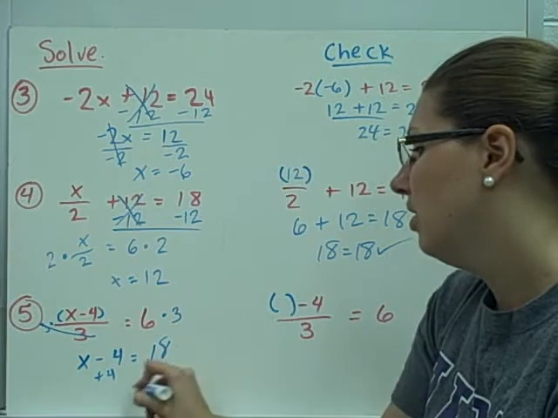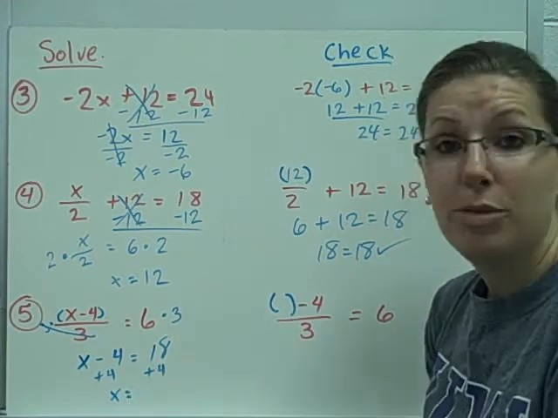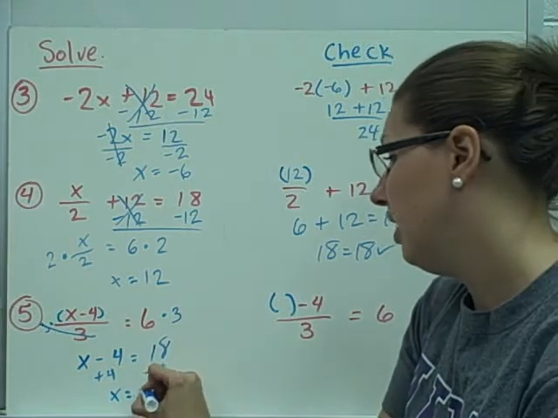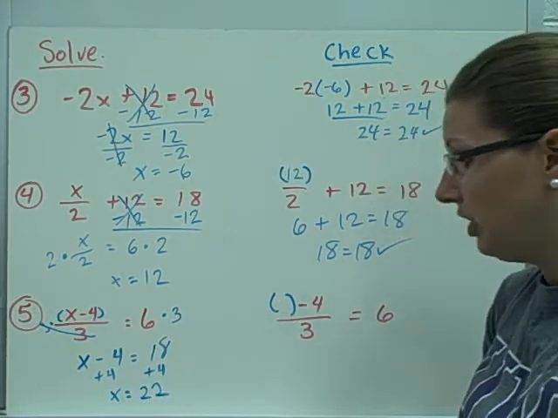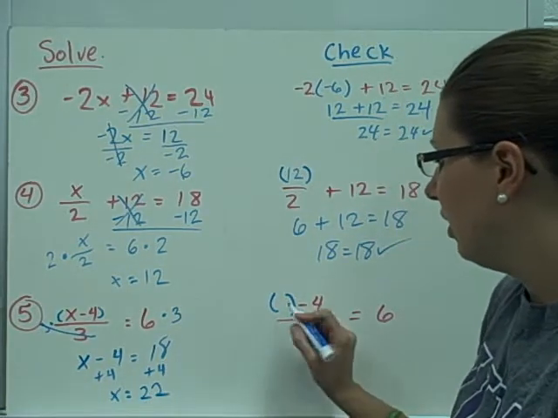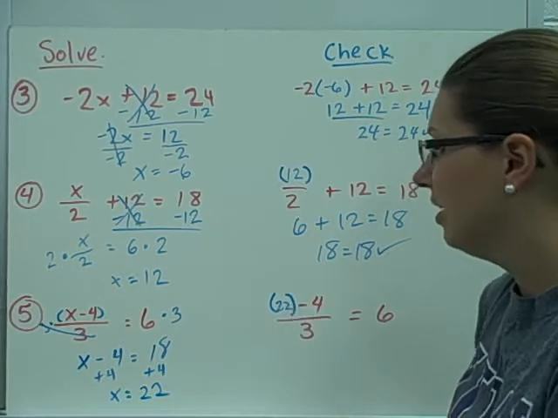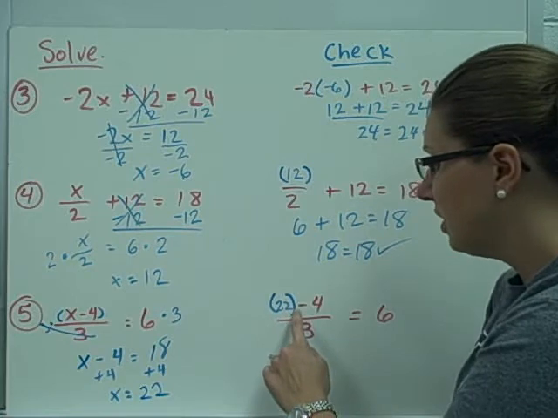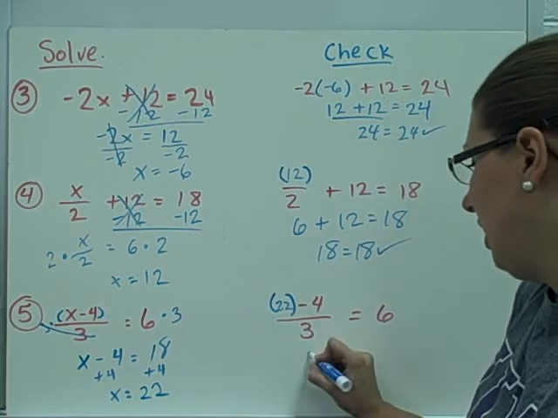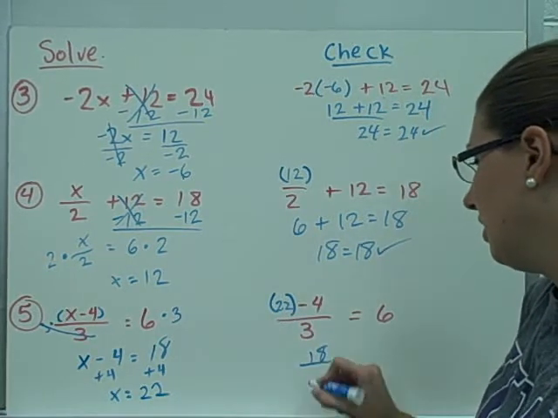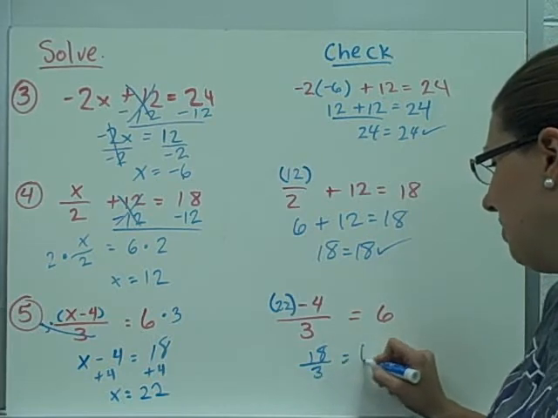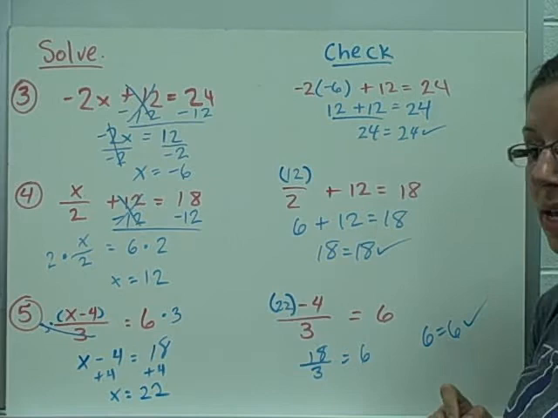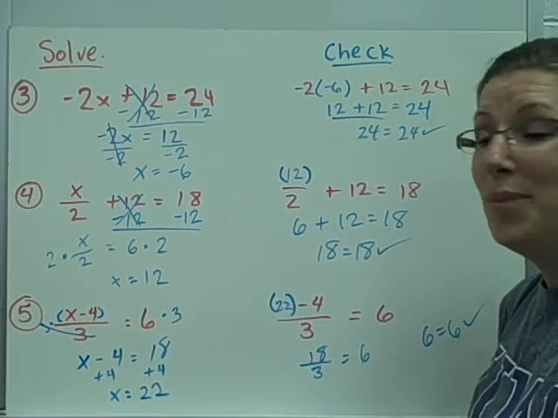And now I undo the subtraction to get x by itself. 18 plus 4 is 22. So that's what goes inside these parentheses here when I go to check my work. 22 take away 4. That's going to be 18. 18 divided by 3, well, that's 6. And that's what I needed it to be. So we're all done here. Hope you learned something.